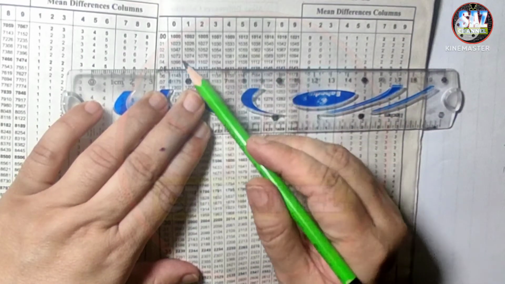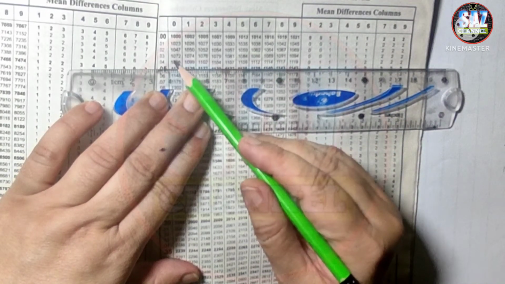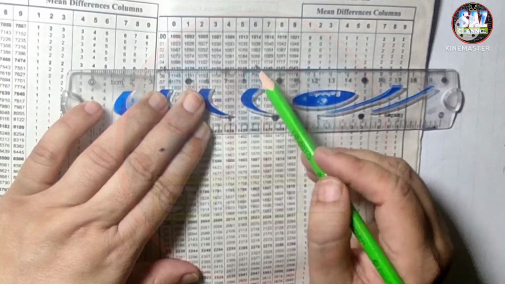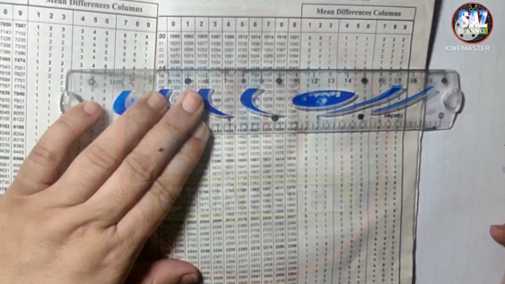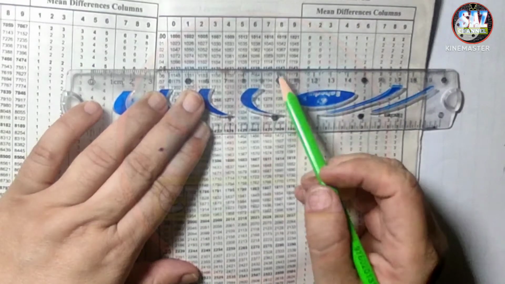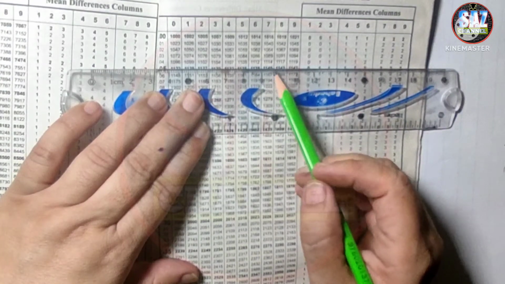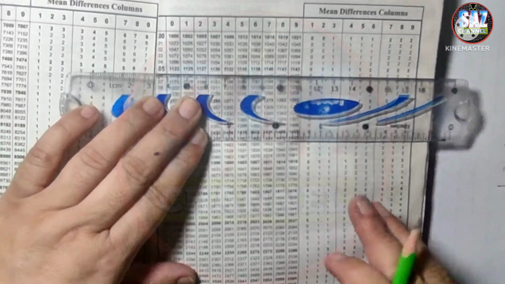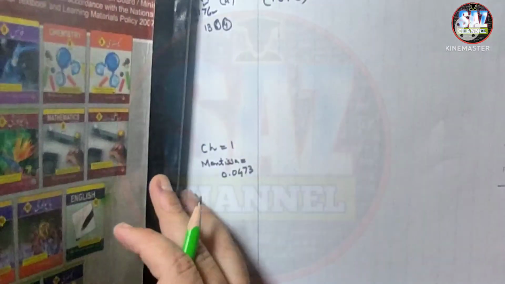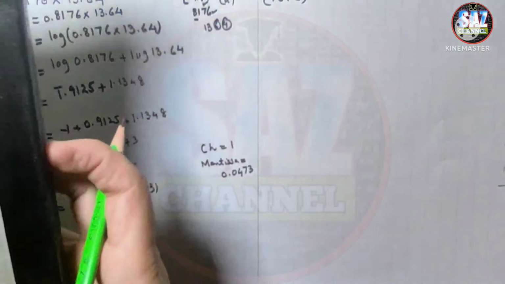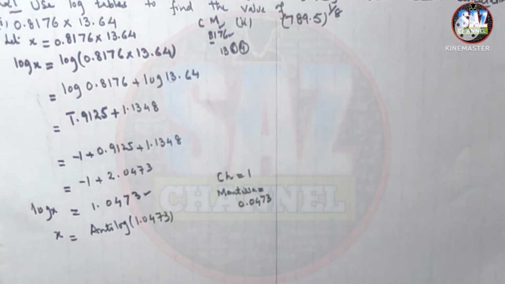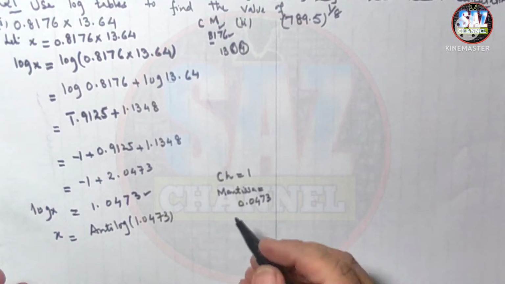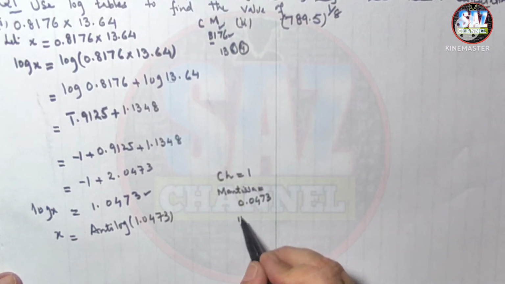Let me see, 04 in the column of 7 is 1114, and the difference column 3 gives 1. So it will become 1115. So this part is becoming triple 1 and 5.